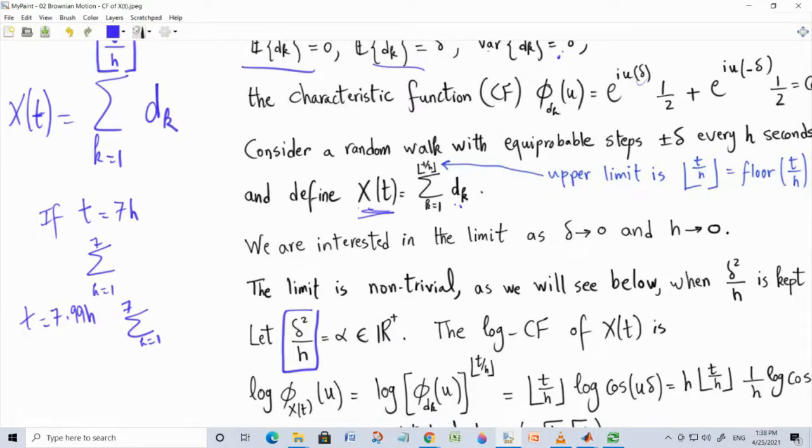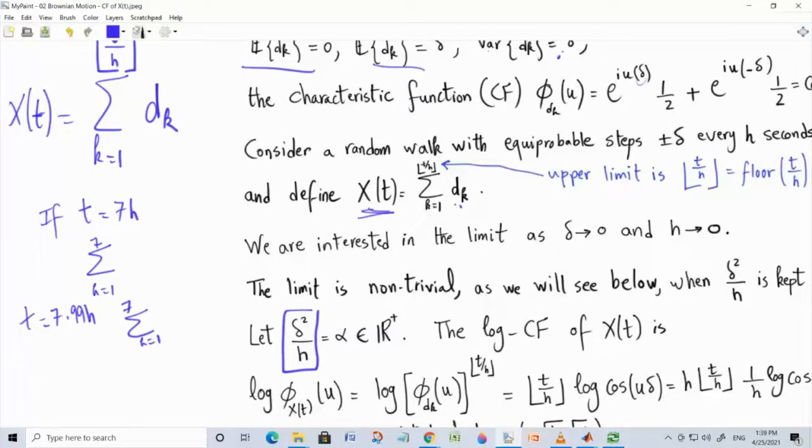So we know very well what the characteristic function of x of t is, and we want to know to what distribution x of t will converge, if there is convergence in distribution in the limit as delta goes to 0 and h goes to 0. If we make things general or arbitrary, in many cases x of t will converge to 0, will converge to a degenerate random variable that is just the constant 0. In some other cases, there will be no convergence whatsoever.